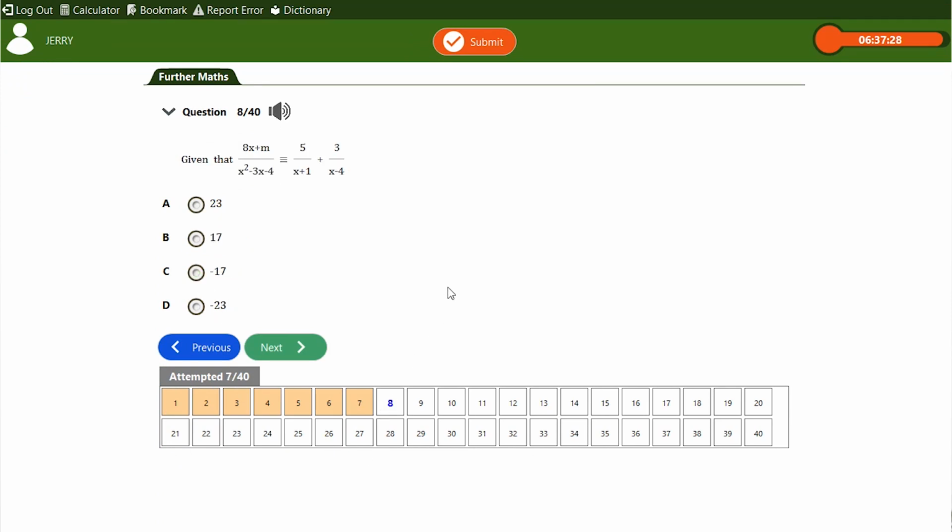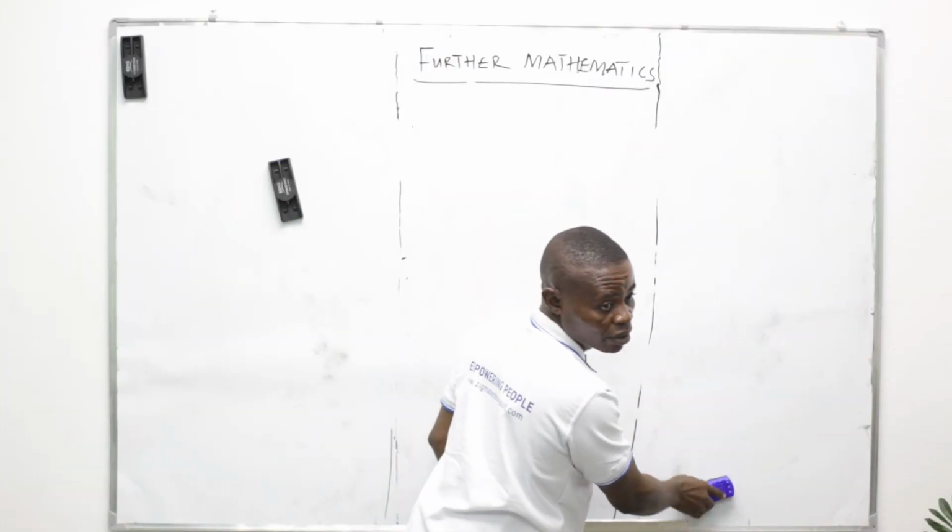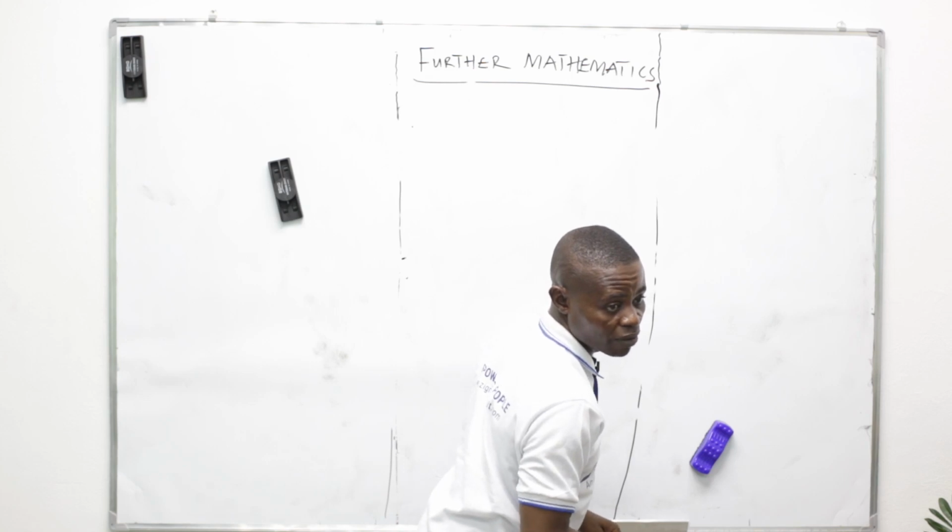Next, given that (8s plus m) all over this is equivalent to 5 over (s plus 1) plus 3 over (s plus 4). It's equivalent to this, not equal to. This is a partial fraction question. Now, we're interested in getting the value of m.